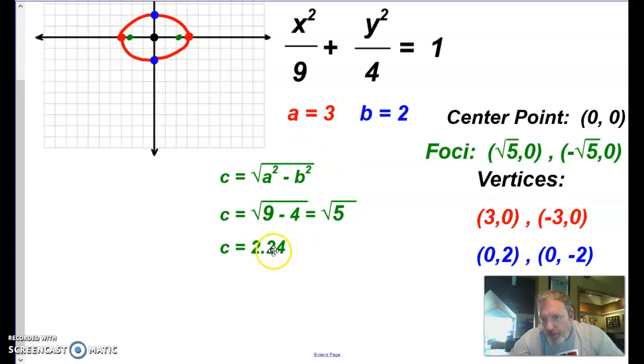The foci you can write as a decimal, or you can put the square root here, that's fine. 2.24, so we know it's a little bit more than 2 to the right and a little less than 2 to the left. When you get a decimal, fit it in there as best you can. So you can see my points are a little closer to 2 than they are to 3, and that's fine. And then again, we draw our ellipse as best you can.